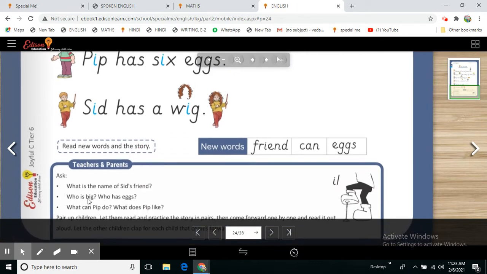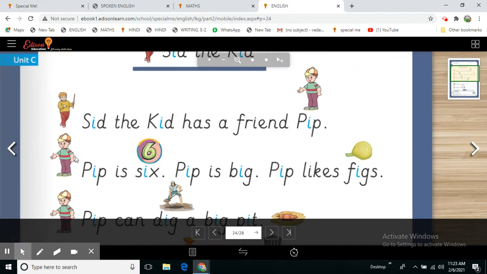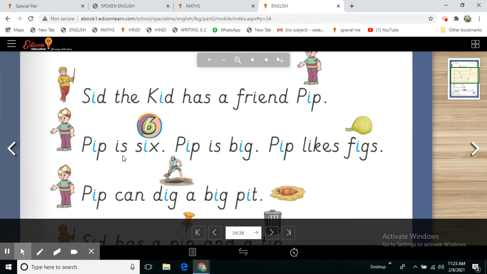Who is big? Who has eggs? Okay, कौन big है, दोनों में से कौन बड़ा है? Sid और Pip, कौन बड़ा है? Yes, Pip is big because he is 6 years old, है ना? Pip is big. So our answer is Pip is big.